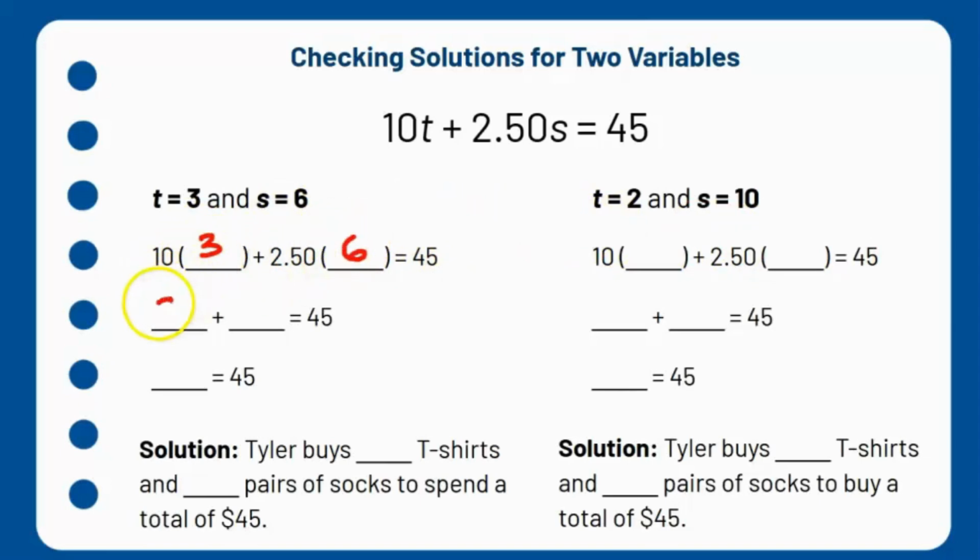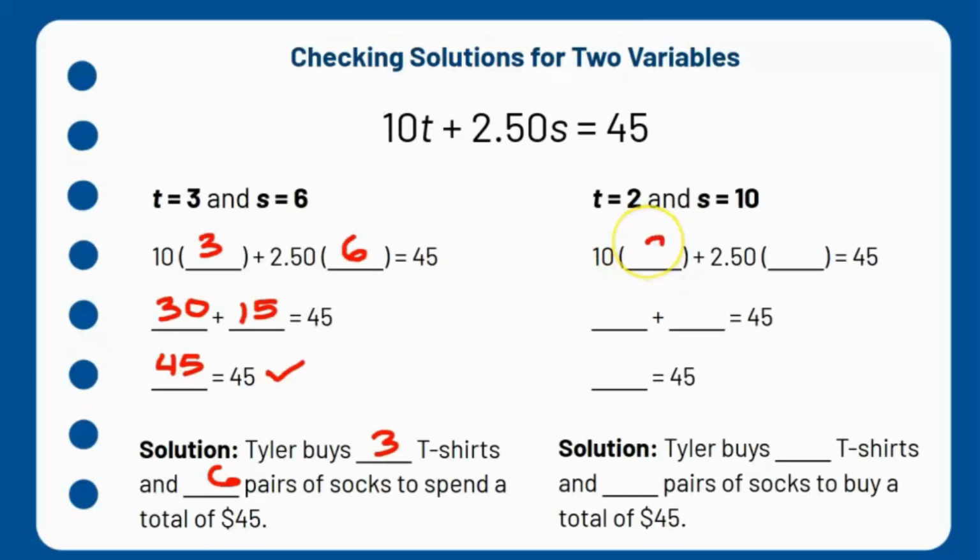10 times 3, let's simplify, is 30. 2.5 times 6 is 15. We can combine the 30 and the 15, and that will give us 45. And 45 equals 45. So we can see that this is a true solution to this problem. If Tyler buys 3 t-shirts and 6 pairs of socks, he will spend a total of $45. There are other pairs of values that also make this equation true. Let's see if Tyler could buy 2 t-shirts and 10 pairs of socks and also spend $45.